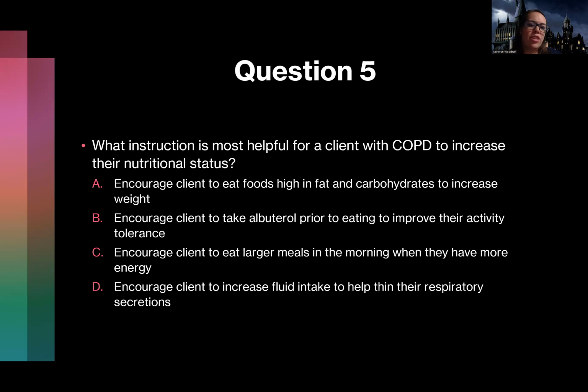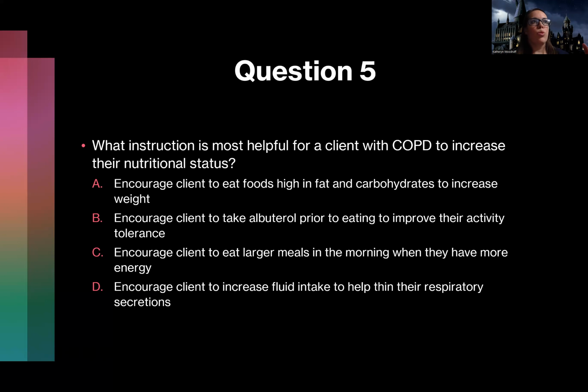So this one says, what instruction is most helpful for a client with COPD to increase their nutritional status? First of all, it says the words most helpful, which means all of these answers might be helpful in some way, or there might be more than one right answer, but which one's going to be most directly helpful? And it's for a client with COPD. So you always need to look at what disease process.